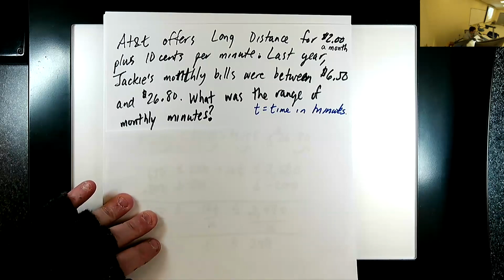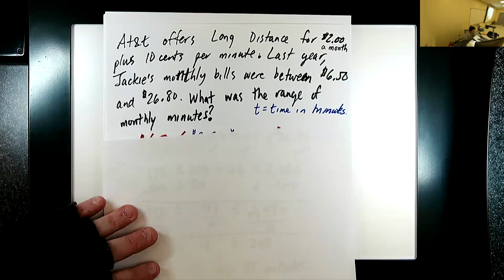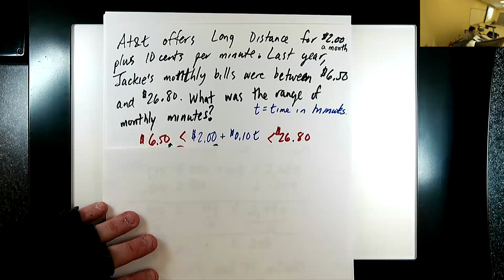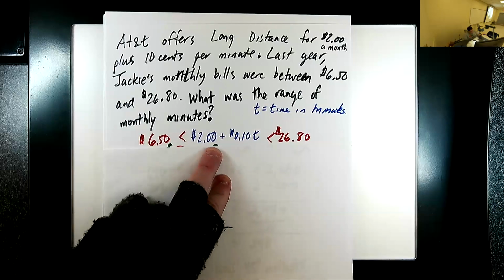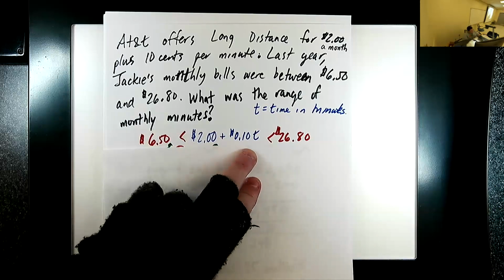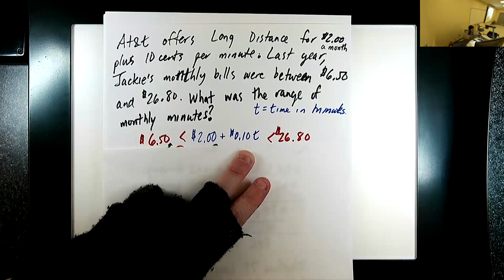You guys ready? So if we pay $2 a month, we're gonna have $2 no matter what. 10 cents a minute. If I had 1 minute, it'd be 10 cents, 2 minutes would be 20 cents. We did things like that before. This turns to multiplication. So we can write that as $2 plus 10 cents times the number of minutes. So I use t for the number of minutes.